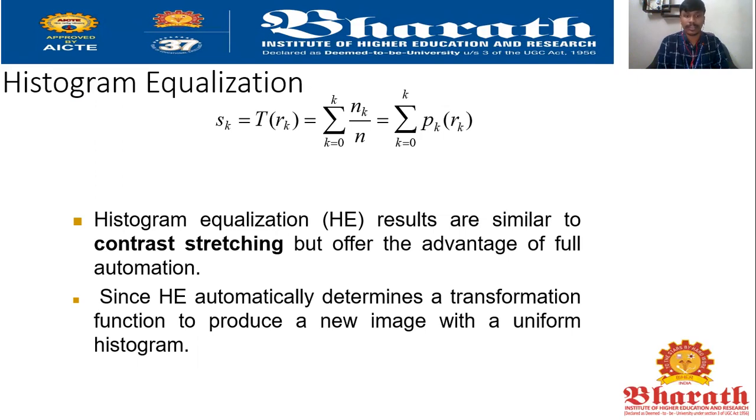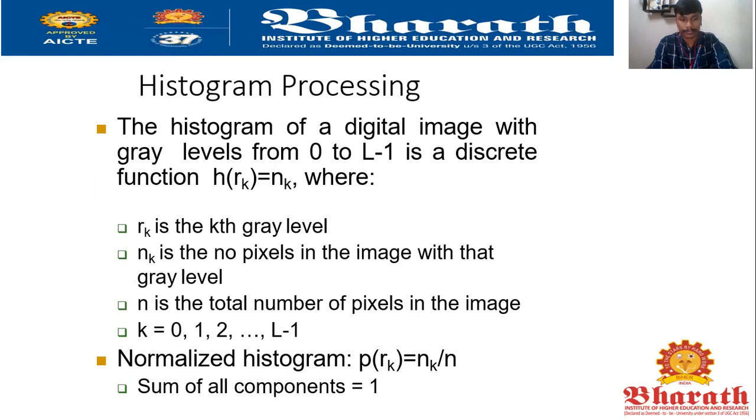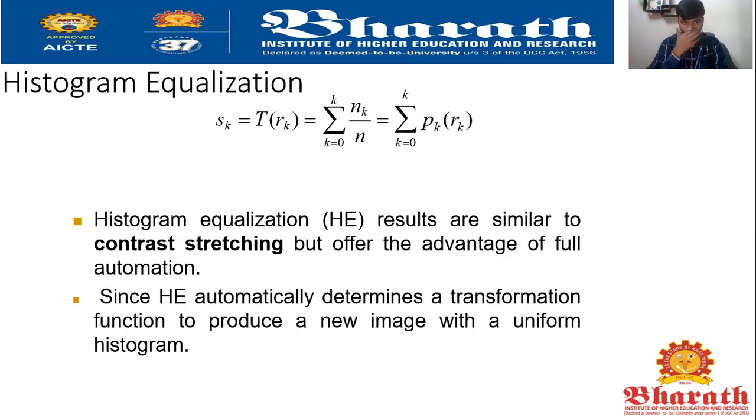Sk is equal to T of Rk, which is equal to the summation, with limits starting from k equals 0 to k, where k is the higher order bit of the image being processed, of nk divided by n, which is equal to the summation, again with k starting from 0 up to the higher order value of k, of p of k into r of k. Both of these formulas are combined with the gray value limits called k in histogram equalization, and that is known as the formula of histogram equalization.